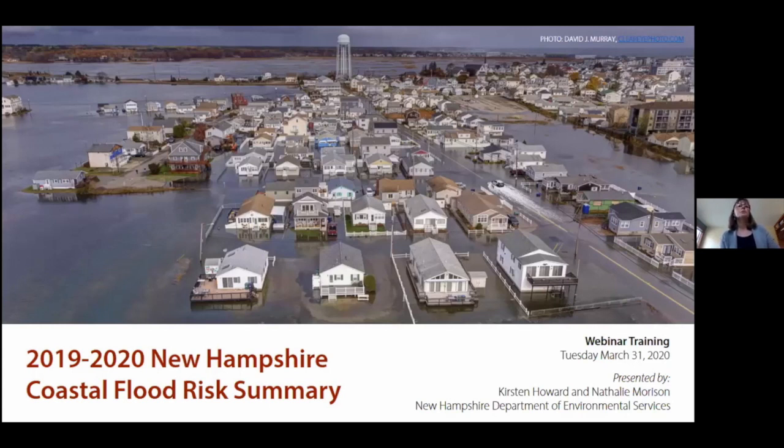In this evening's program, we're going to be exploring the newly released, hot off the press, Coastal Flood Risk Summary Guidance Document, Part 2, as well as reviewing the Climate Science Part 1, released in 2019.